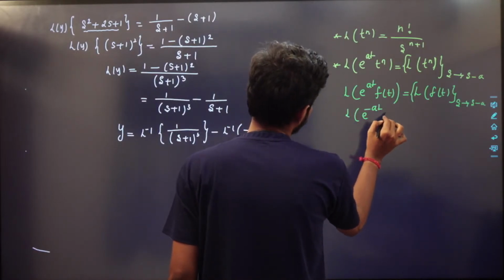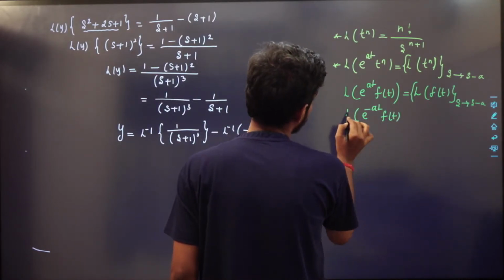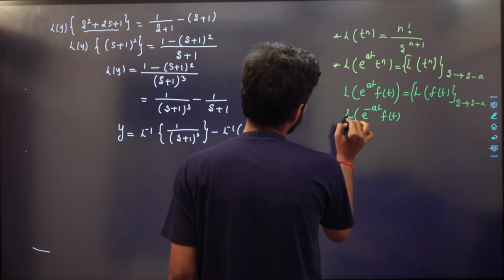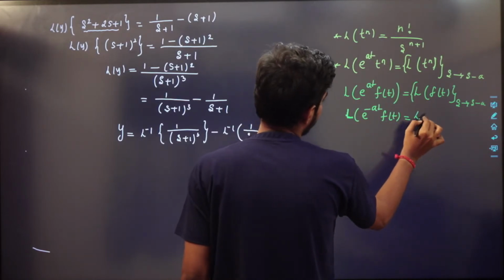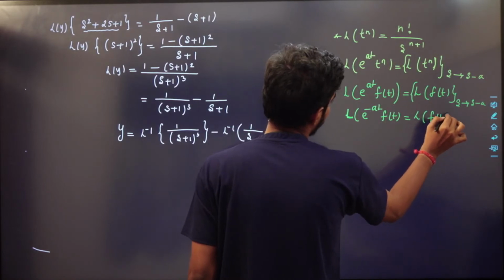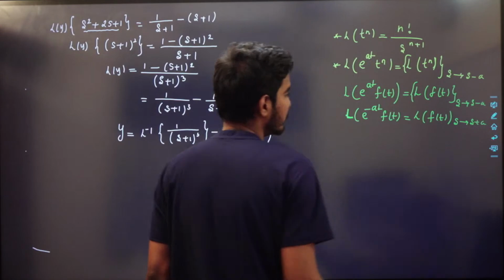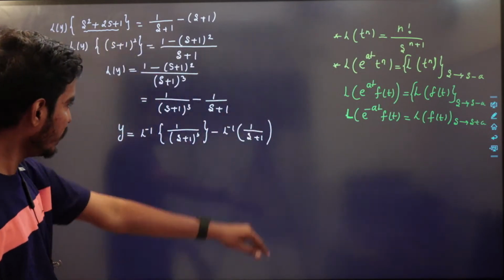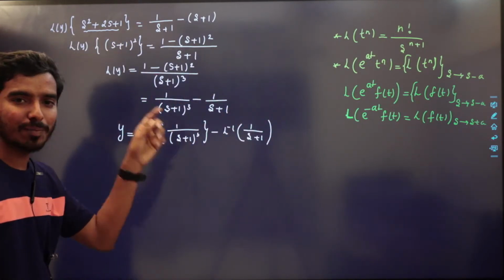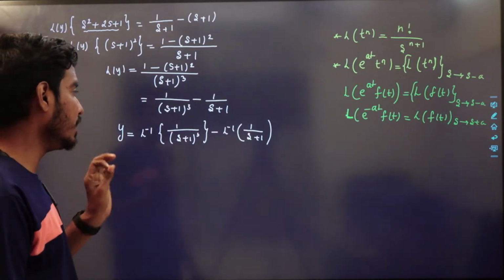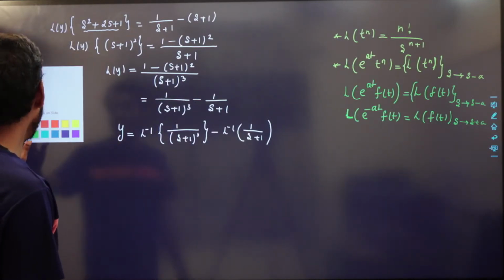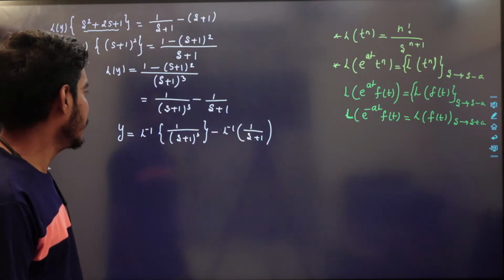e power minus at f of t, which is nothing but L of f of t with s replaced by s plus a. I have already discussed all these in the Laplace transform video, don't worry. This is called shifting property. I'm going to make use of this in order to get this formula. Now what is L of t power n? N factorial by s power n plus 1.